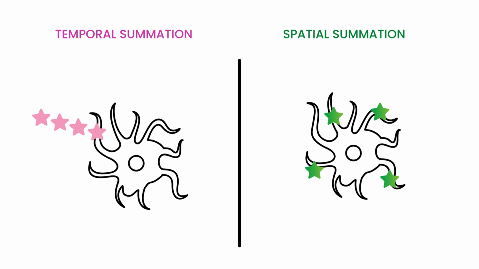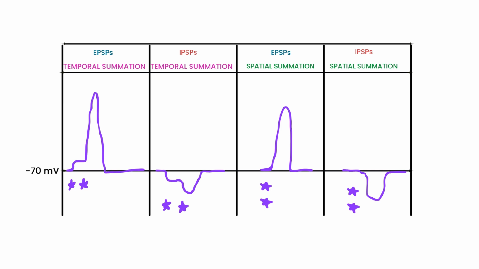Temporal summation involves adding up potentials that occur multiple times in the same place on a dendrite over time. Spatial summation involves adding up potentials that occur at different places on a neuron's different dendrites all at the exact same time. So how does this all work together?